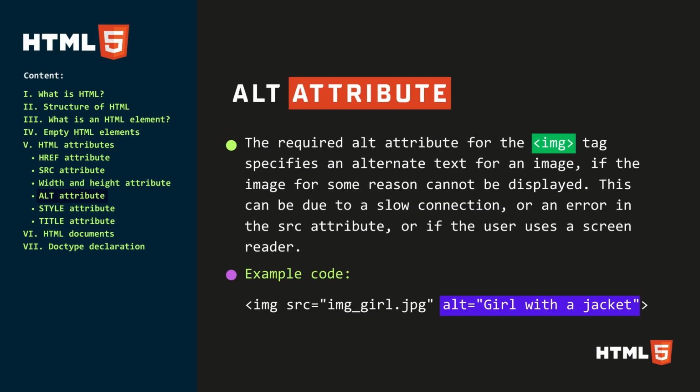The alt attribute. The required alt attribute for the <img> tag specifies an alternate text for an image, if the image for some reason cannot be displayed. This can be due to a slow connection, or an error in the src attribute, or if the user uses a screen reader. Example code.